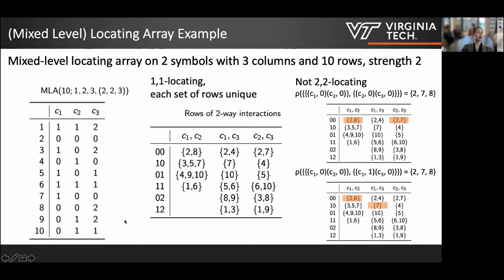1-2 locating. So if we look at the rows for the 2-way interactions, the second table, we are looking at taking 2 of the components and listing their interactions. So if I look at C1 and C2, that's the first and second column. If I look at the symbols, so 0, 0, what I mean there is that symbol 0 appears in column 1 and symbol 0 appears in column 2. Those occur in rows 2 and 8, and you can verify that.